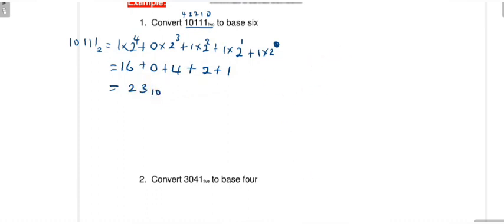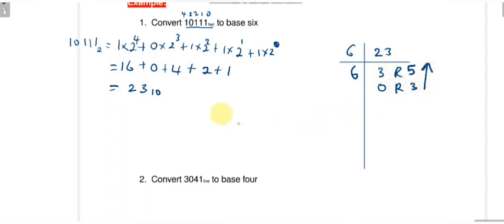Now we can draw our straight line and convert this to base 6. So I'm going to write 23 here. Then I'm going to divide by 6. Okay, 23 divided by 6 is 3 remainder 5. Then we can divide by 6 again. 3 divided by 6 is impossible. So write 0, remainder 3. We'll take this 3 and put it here. Then we'll write it up straight. So we can then write 10111 base 2 is equal to 35 base 6.